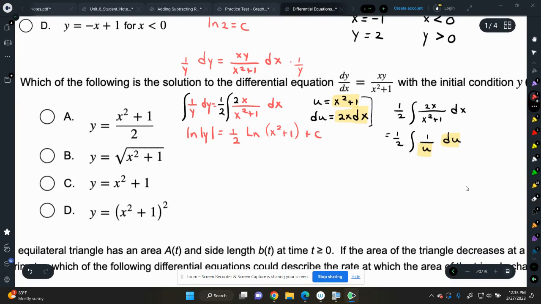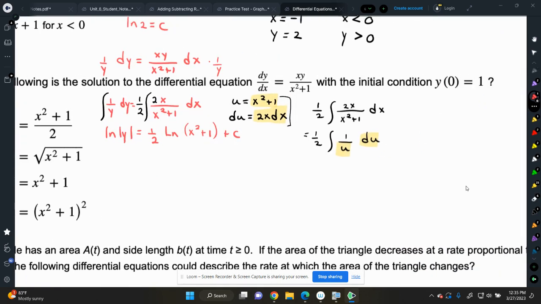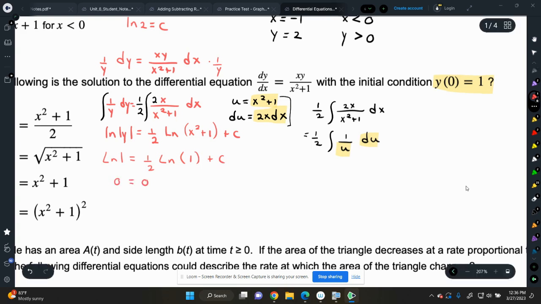Okay, so now we need to figure out the value of c. And it says y of 0 equals 1. So that means when x equals 0, y equals 1. So we have the natural log of 1 equals 1/2 natural log of 1, because 0 plus 1 is 1, plus c. Well, what's the natural log of 1? 0. So 0 equals 0 plus c. So c equals 0. Okay, we're not fully there yet.